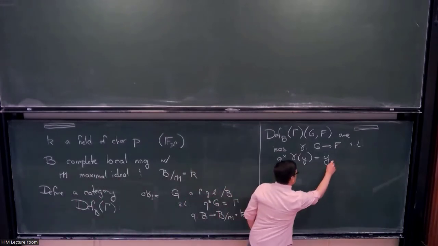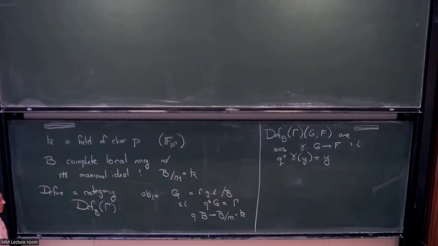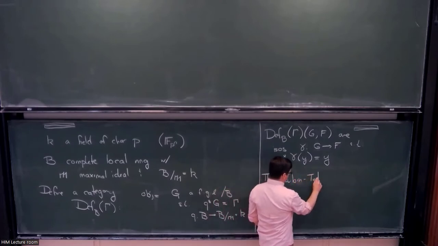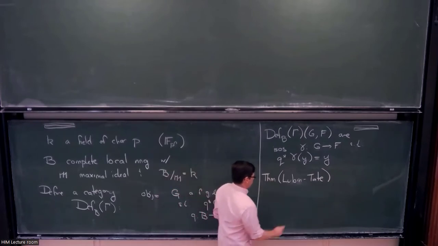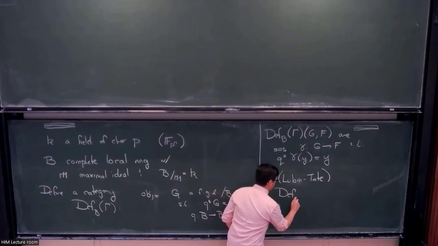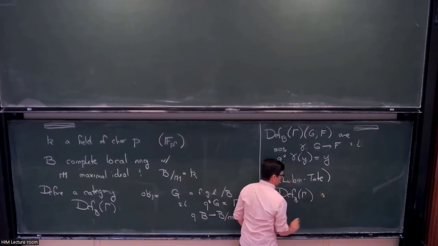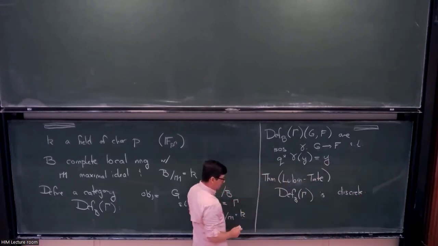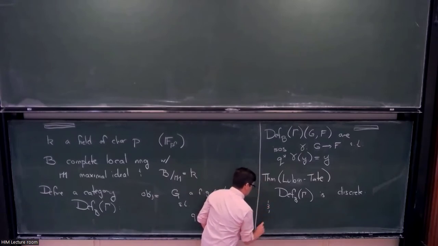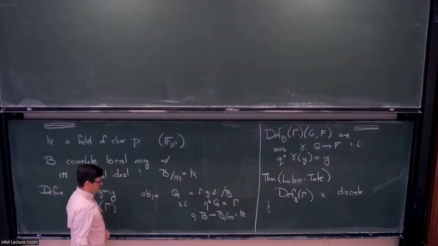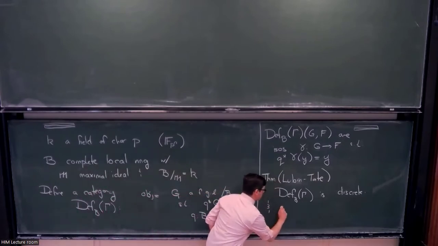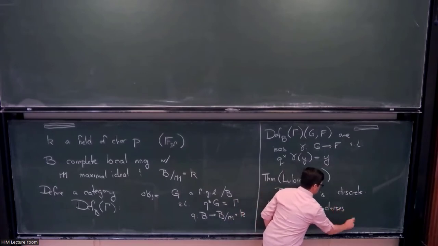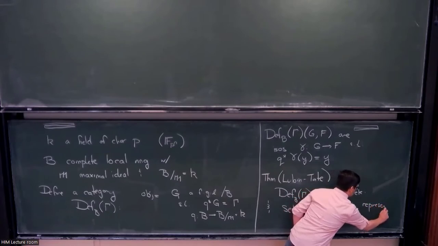Okay. So the kind of miraculous result here, the theorem of Lubin and Tate, is that this groupoid is actually discrete. So Def_B(Gamma) is a discrete groupoid. In other words, the automorphisms of any point are just the trivial group. And the object functor is represented. You don't say representable.